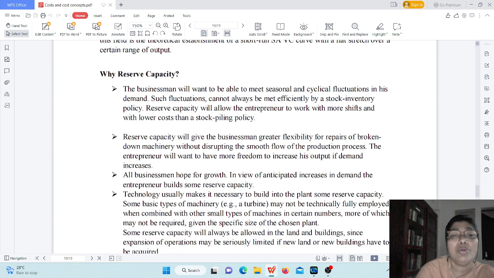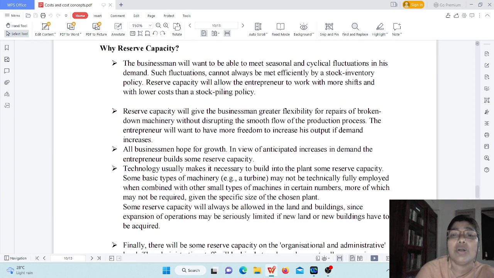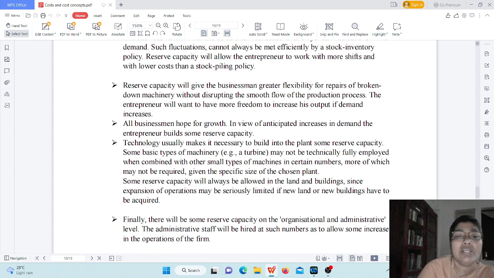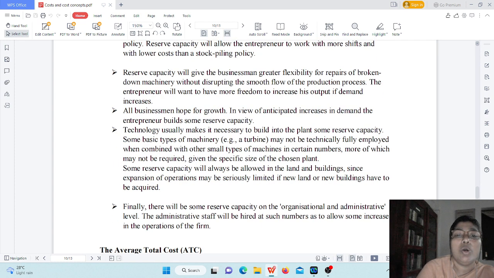So what is that called? Repairing the broken down machinery without disrupting the production. That's the second reason. And the third reason is all businessmen hope for growth, right? So in view of anticipated increase in demand, the entrepreneurs build some reserve capacity. Growth comes when the demand increases and the firm wants to produce more. So the firm builds a capacity so that it can produce more in tune with the demand of the output.